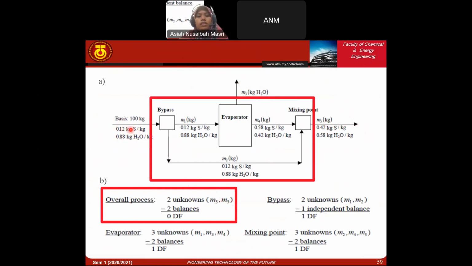So we have solid and also water. We have 2 materials, so 2 minus 2, we have 0. So we are supposed to solve it starting from the overall. But let's see the DOF for the other units.